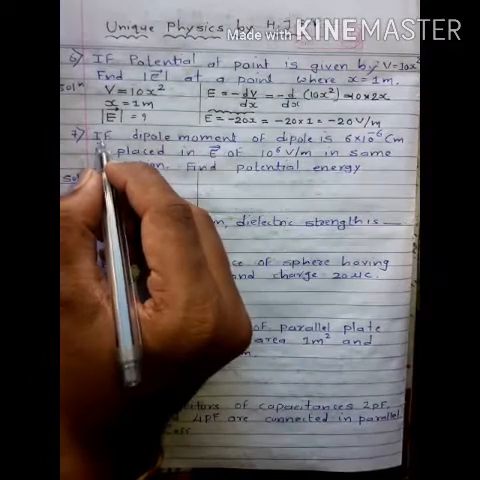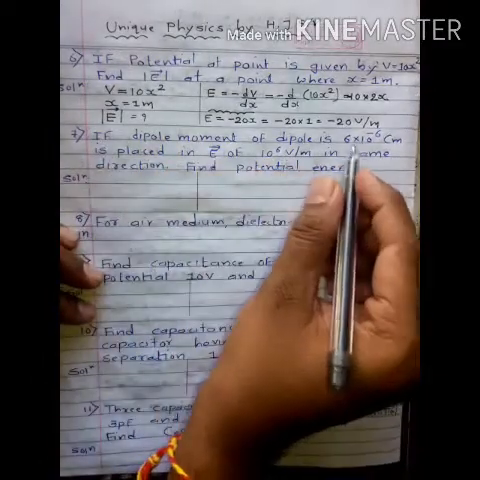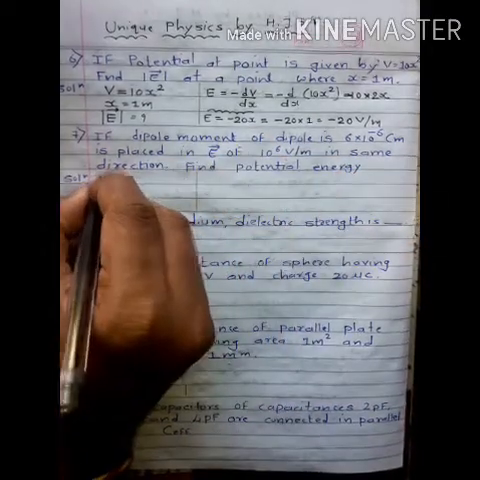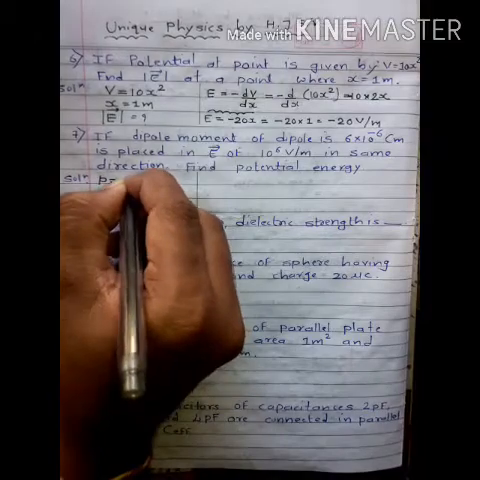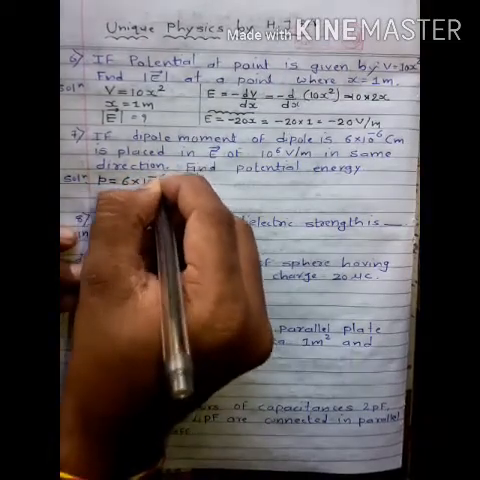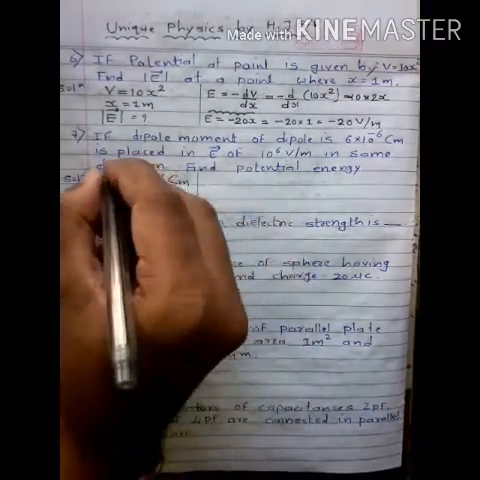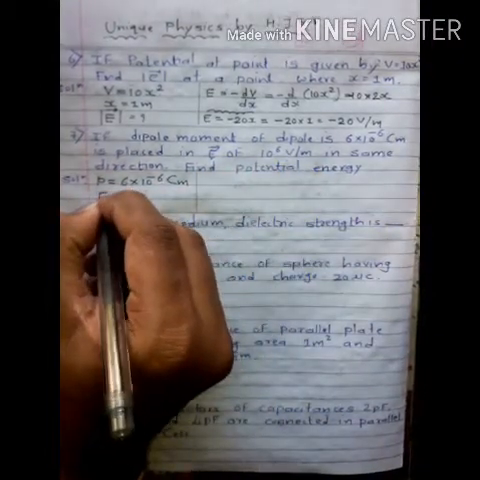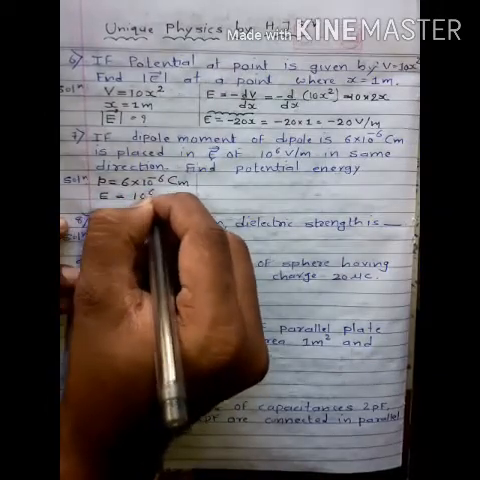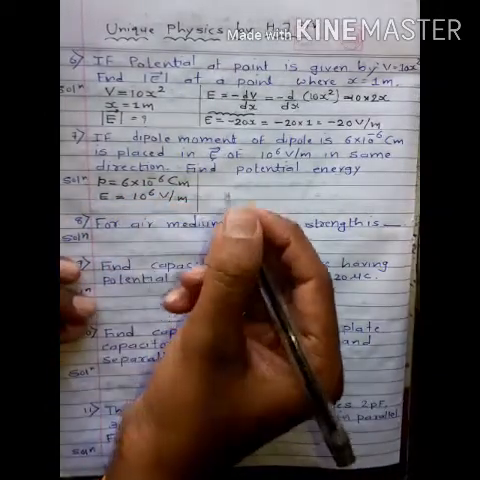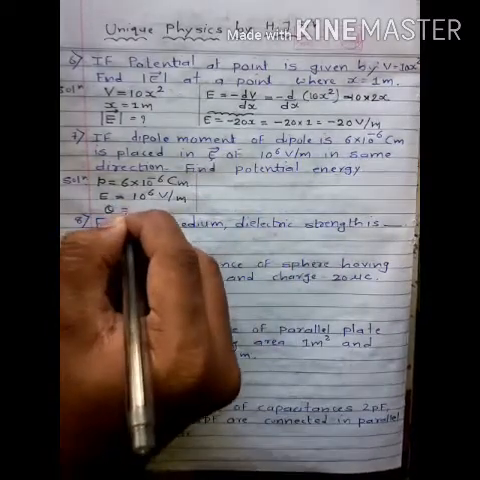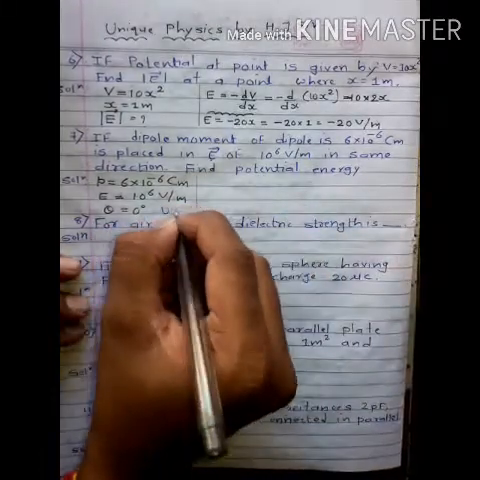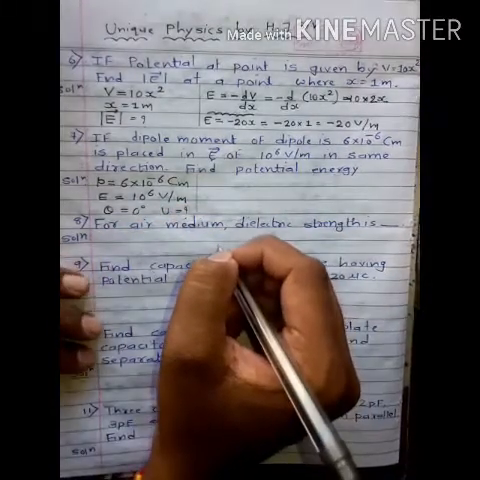Next, number 7. If the dipole moment of a dipole is 6 into 10 raised to minus 6 coulomb meter, the dipole moment is denoted by P. So P is equal to 6 into 10 raised to minus 6 coulomb meter. Placed in an electric field of 10 raised to 6 volt per meter. So the electric field is given as 10 raised to 6 volt per meter in the same direction. Same direction means theta is equal to 0 degree. So find the potential energy stored in a dipole, U.